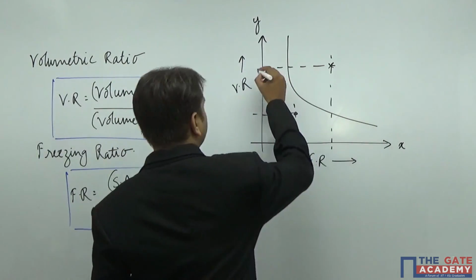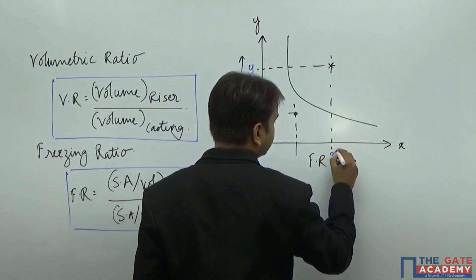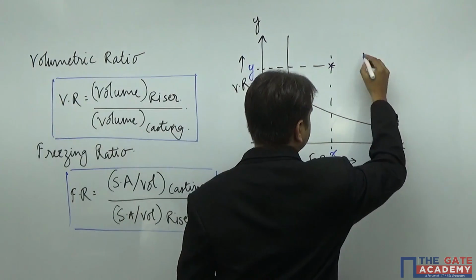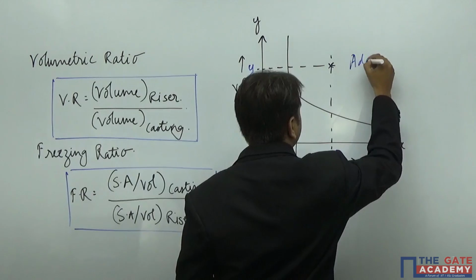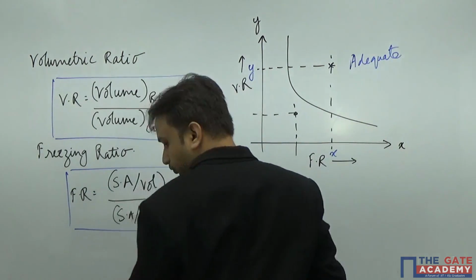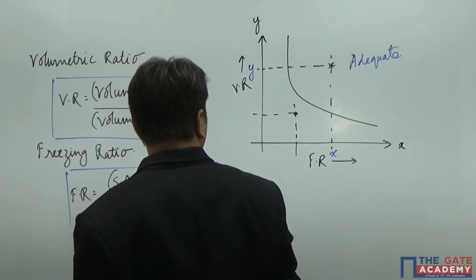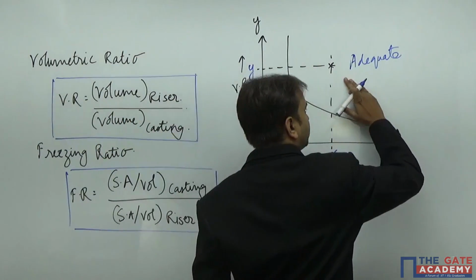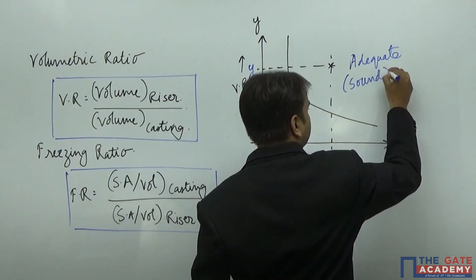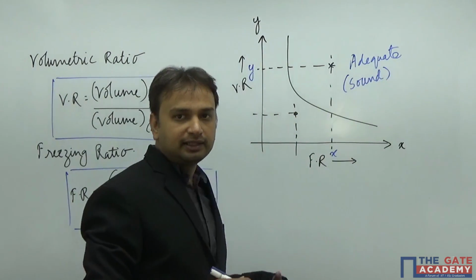Take the ratio, get some value, let us call it some x value you have got, plot it over here, some y value you are going to get, some x value you got here. They meet at this point. Since they lie over here, that means it is adequate. Okay, that means it is going to work out. And because it is adequate, that means the casting will be a sound casting.